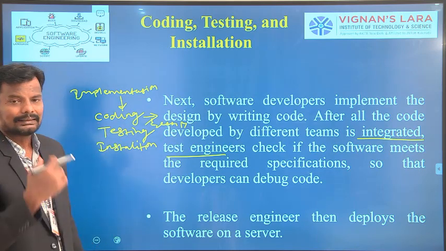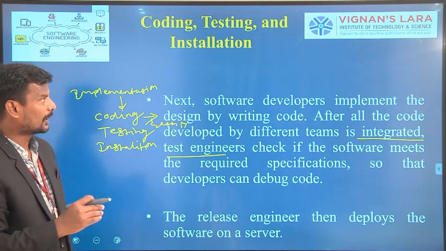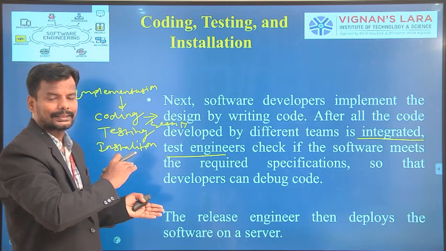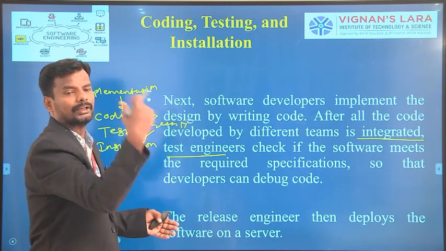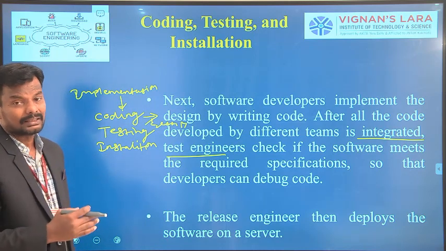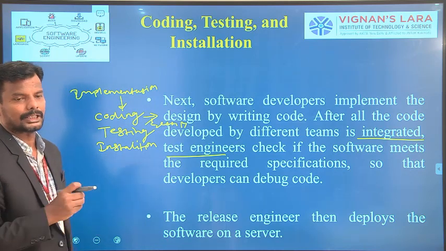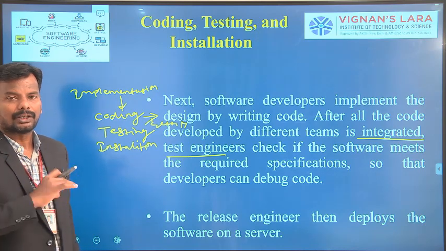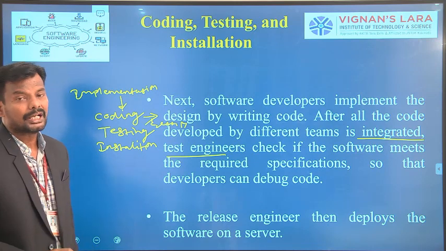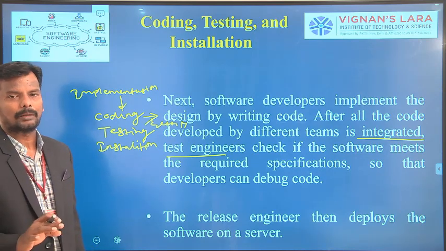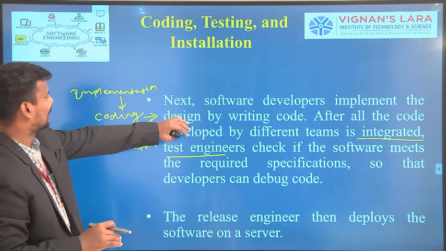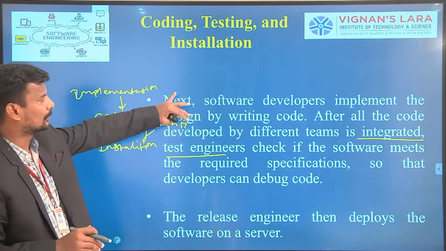After completing the coding part, the entire software will be given to the testing people. They test the developed app to check whether it satisfies the customer or not. We have to test the software with the help of some testing methods, such as unit testing or black box testing. We use these to validate and verify the software.